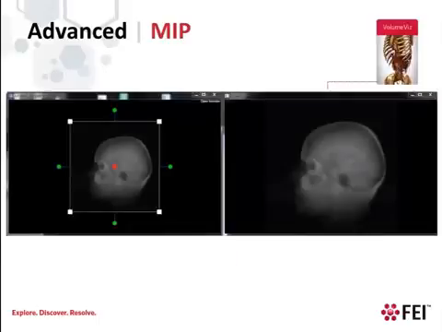Here we're going to show min, max, and average intensity projection along with slab rendering. On the left is a 3D volume rendering of the dataset that shows us visually the position, orientation, and thickness of the slab that is being rendered in the right-hand window. The red arrow in the center shows the direction of projection.